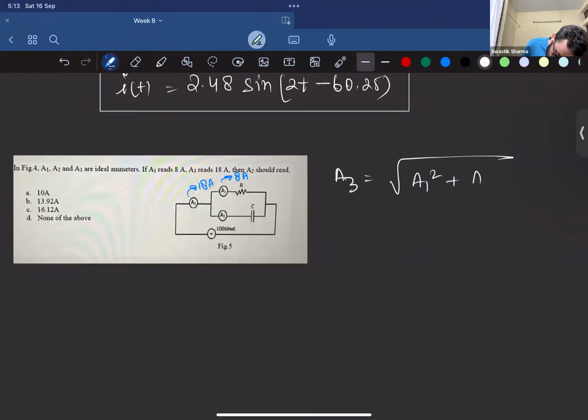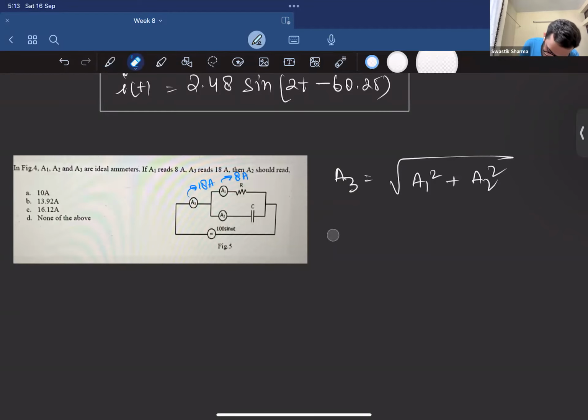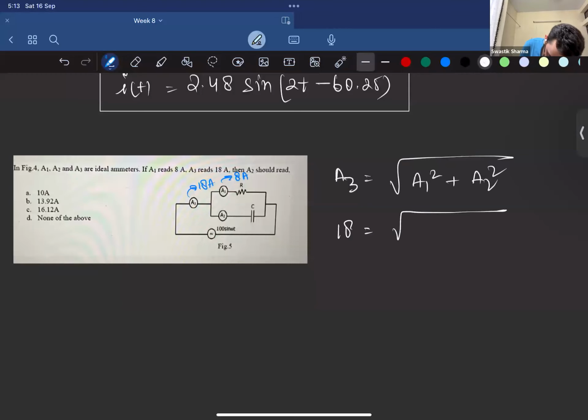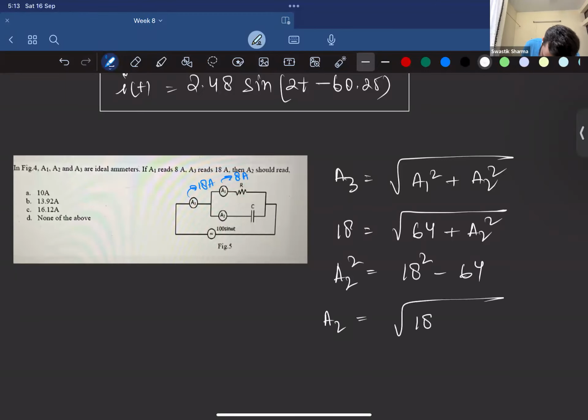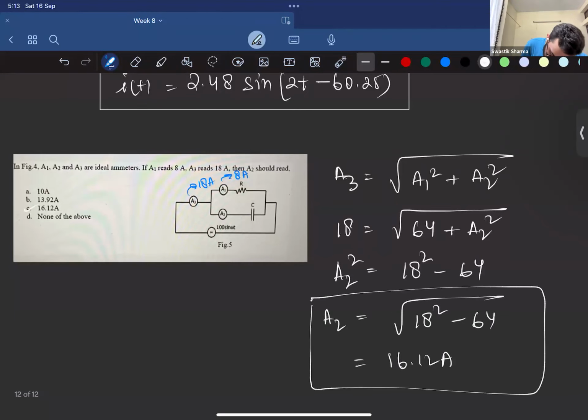That means it would be A1 square plus A2 square, right? So it says A3 is 18 amperes and A1 is 8 amperes, whose square is 64. So to find A2, it's nothing but the square root of 18 square minus 64, which comes out to be 16.12 ampere, right? Always remember that they give us the root mean square value, hence that's how the individual meter components would look.